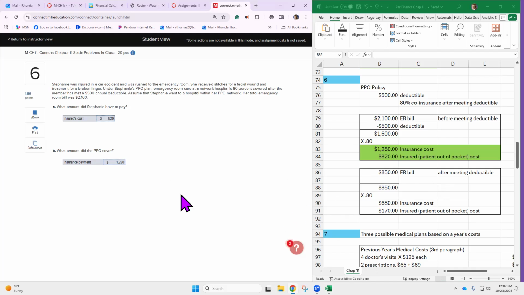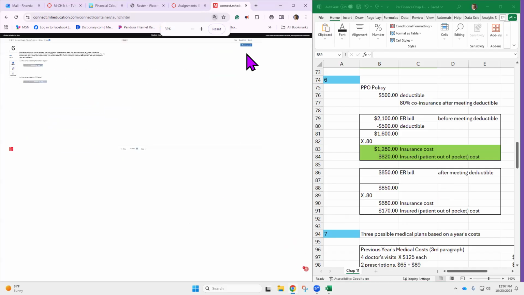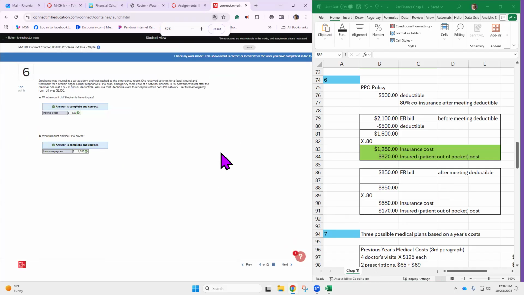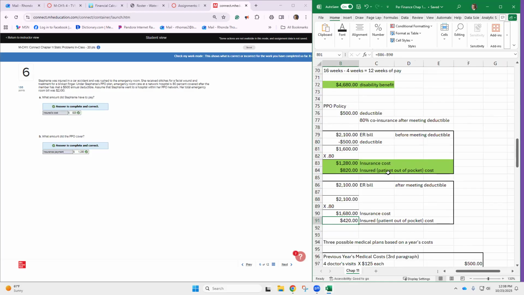Now just for fun, let's see if I'm right. Let's say they've already met their deductible, later in the year when this happened. So that ER bill is still $2,100 and insurance would pay $1,680, if I've got that right, at 80%. So once again, it matters whether you've met your deductible for the year when things happen, in terms of how much is going to be out of pocket.